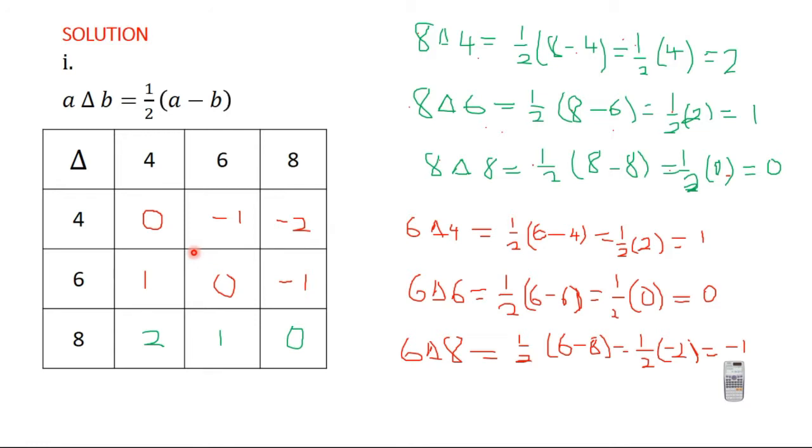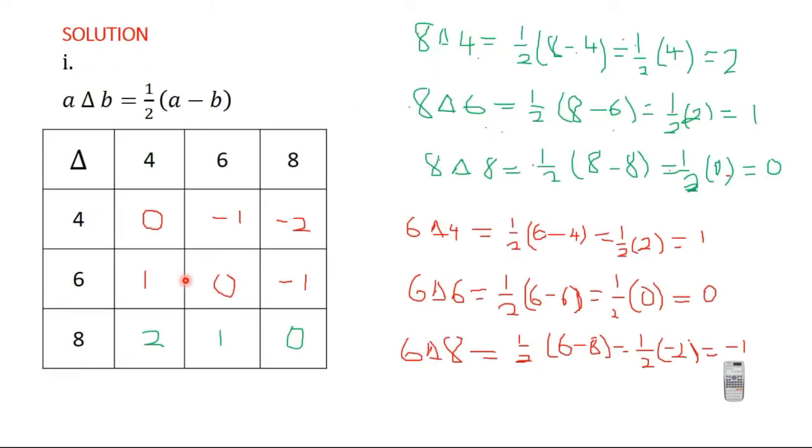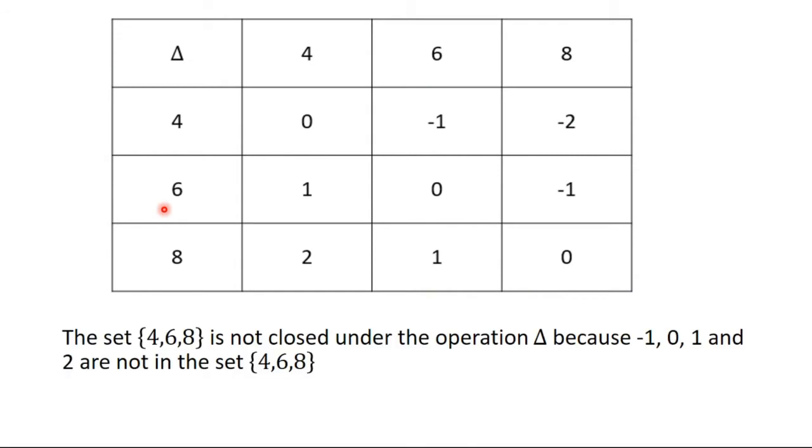So this is what I mean. These numbers here should have been either 4, 6 or 8. The members in the table must not occur outside the set. But we can see clearly that 0 is not in the set of 4, 6 and 8. Negative 1 is not in it, 1 is not in it, and 2 is also not in it. So from there we can say that the set is not closed under the operation because negative 1, 0, 1 and 2 are not in the set 4, 6 and 8.